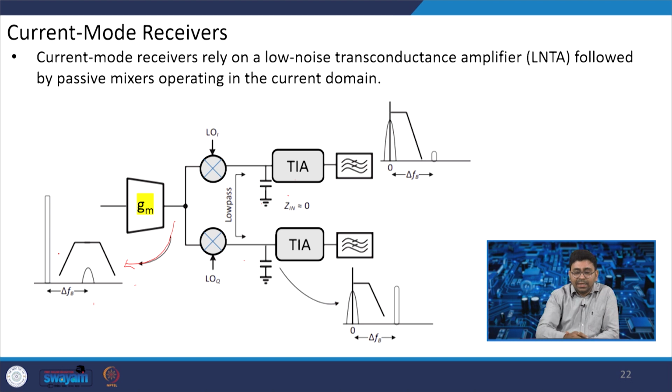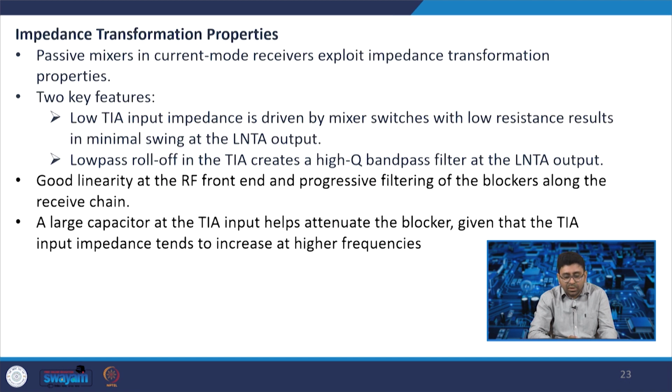It can easily block the blockers, and when we use the filter after the TIA, it will filter out the signal and only provide the desired baseband signal. So, this is how this configuration of current mode mixer works. We can also use this impedance transformation property to realize this blocker resilient receiver.